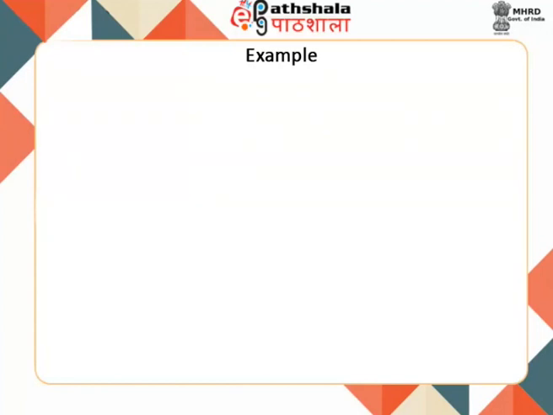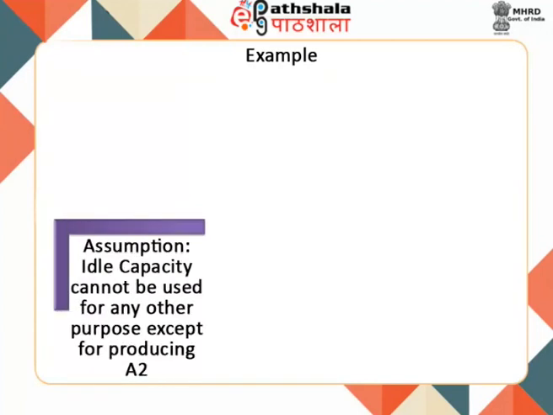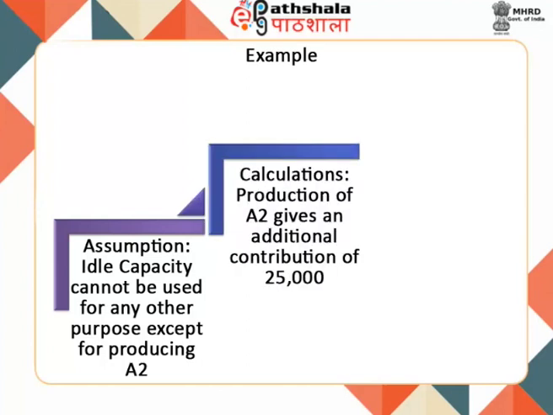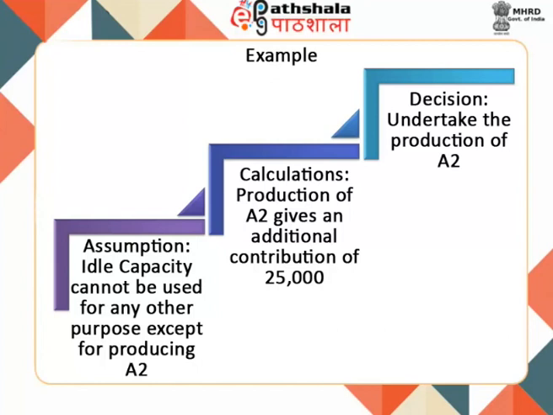This analysis is on the basis of an assumption that idle capacity cannot be used for any other purpose except for producing product A2. As it can be clearly seen in our calculations, the production of product A2 will give an additional contribution of rupees 25,000 towards fixed cost and profit, and therefore it is advisable to undertake the production of A2.